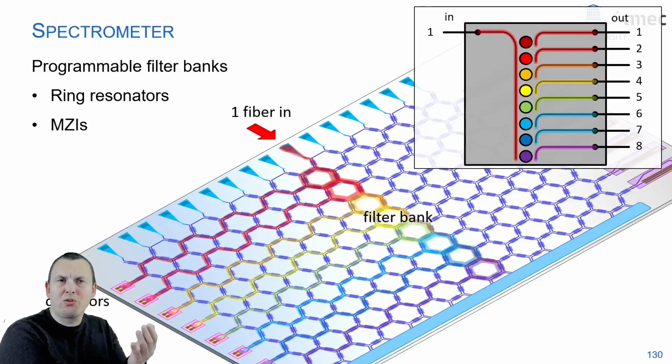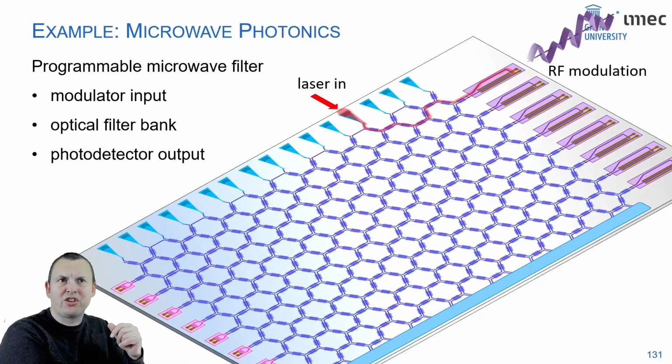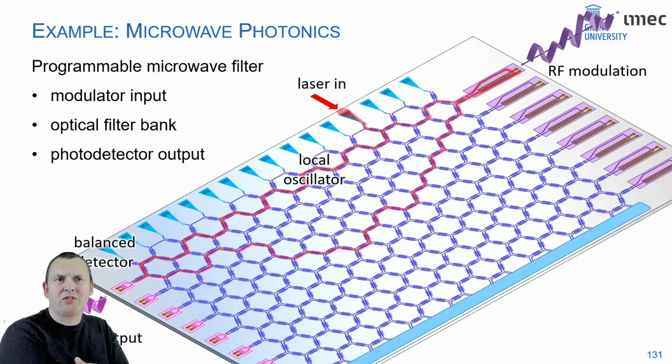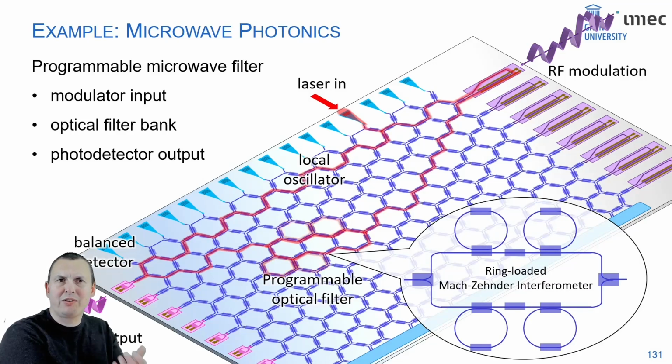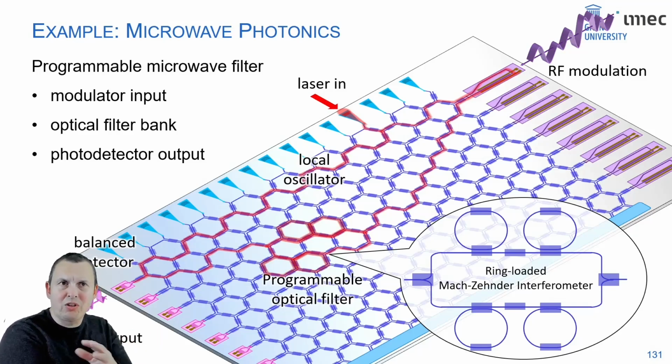Or you can do a microwave photonics filter, like for instance coming in with your laser, implementing microwave modulation onto your laser light, and then implementing, of course, also your filter bank inside your photonic mesh, which can be done in the form of ring resonators or Mach-Zehnder interferometers. Now these are just some examples. Essentially what you can do with this chip is mostly limited by the creativity of the user.